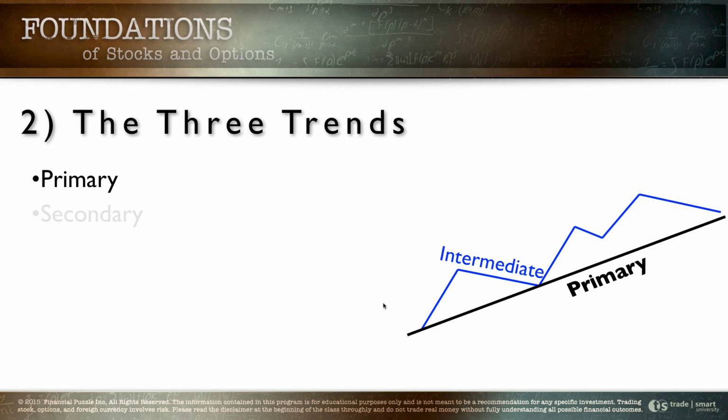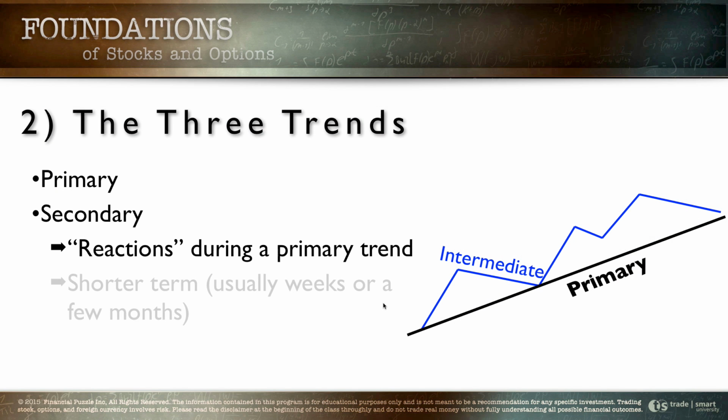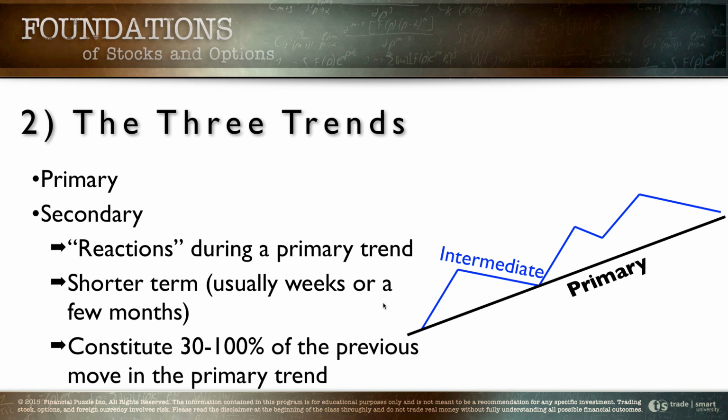Now the second level is what we call the secondary or the intermediate level trend. This level of the trend is going to be a little bit smaller. It's going to typically last anywhere from a few weeks up to maybe 6 or 8 or 9 months. If you look at my image here, we've got the primary trend, that's the black line here, and then you've got the blue trend. Well, the blue trend is reacting to it.